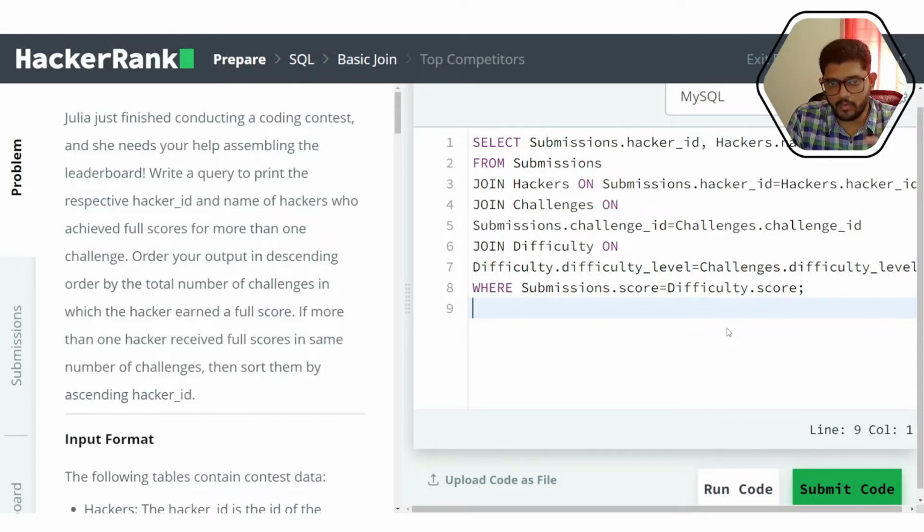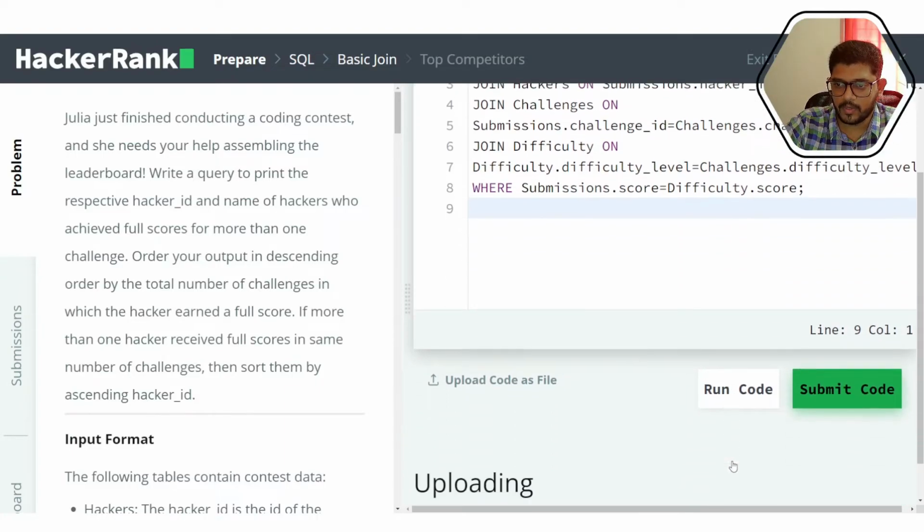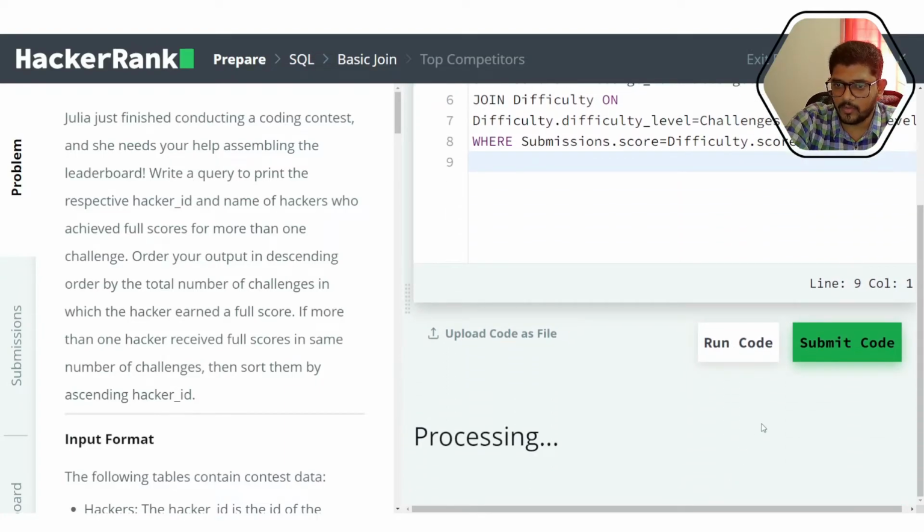In fact, we don't even want to output such people. We want to output only those people who got full score in more than one challenge. So wherever they are obtaining full score, in all those rows, this code will keep printing the hacker ID and the name. So we will get multiple entries in the output. You will get the same name repeating multiple times in the output. So I'm just running the code to show you that, and we can easily fix it.